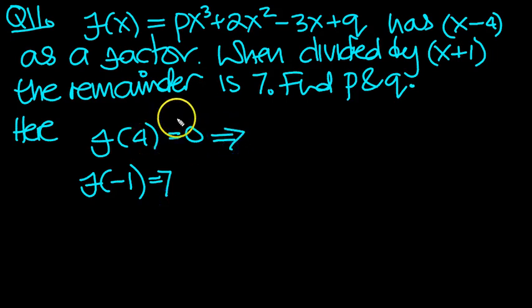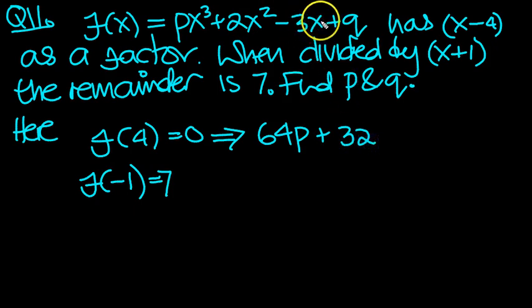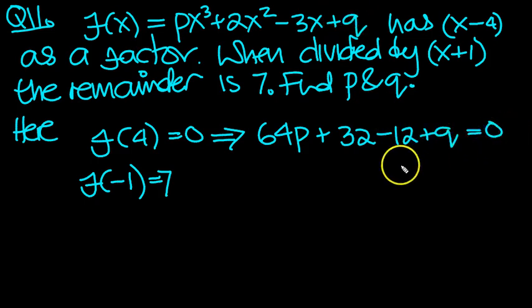For the first one, f(4), put 4 in here. I'm going to cut a long story short here. 4 cubed is 64, so 64p. Then 4 squared is 16, 2 16s are 32. Minus 3 times 4, which is minus 12. Plus q. That equals 0.